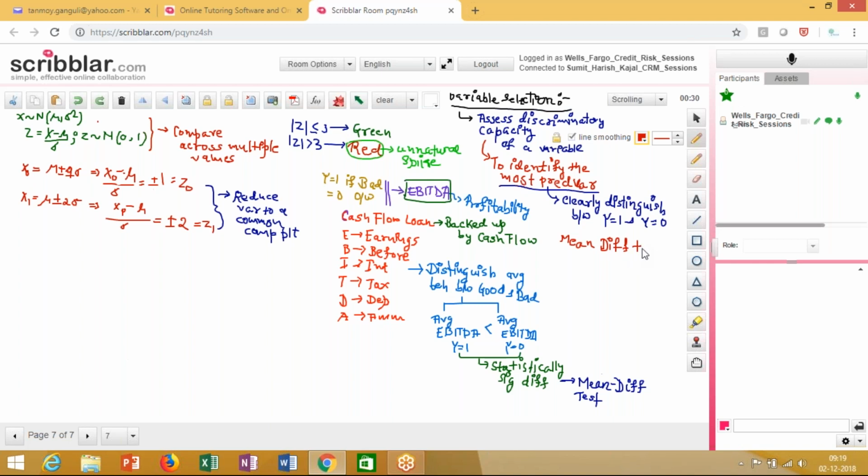Mean difference tests. One of the mean difference tests that we have over here is the parametric mean difference test. So what are parametric tests? In statistics, parametric tests are those tests which start with the assumption of a variable. So this is what we have as a parametric test.